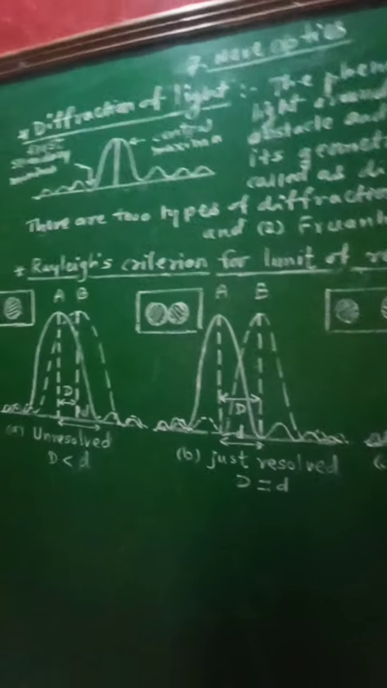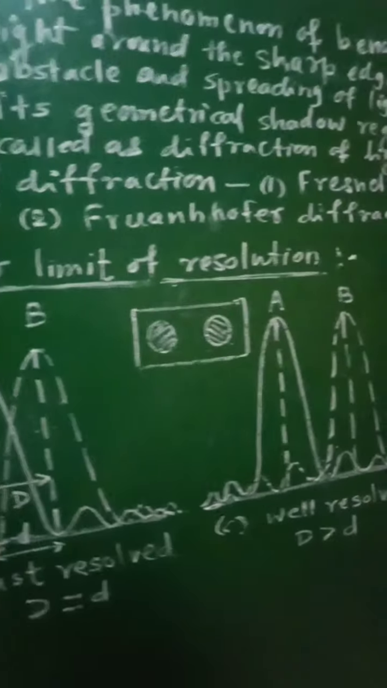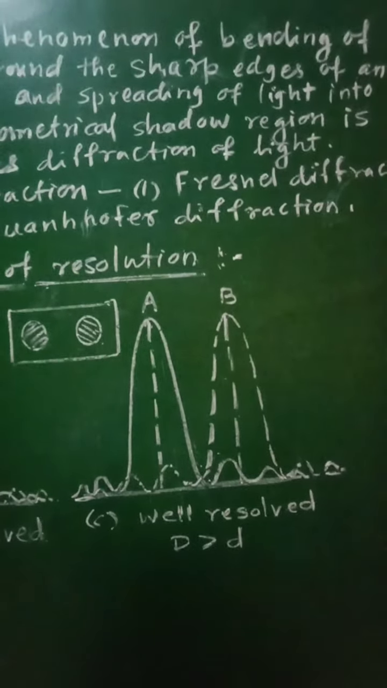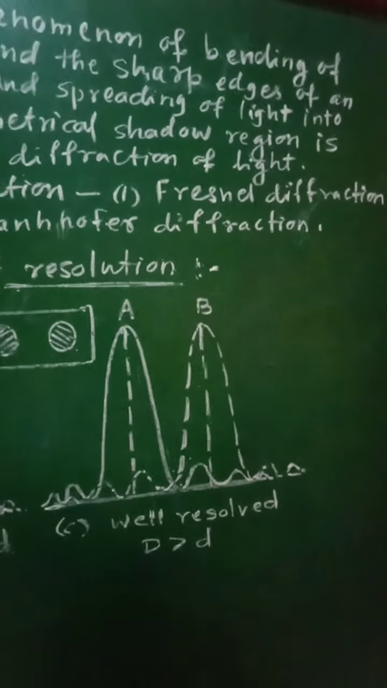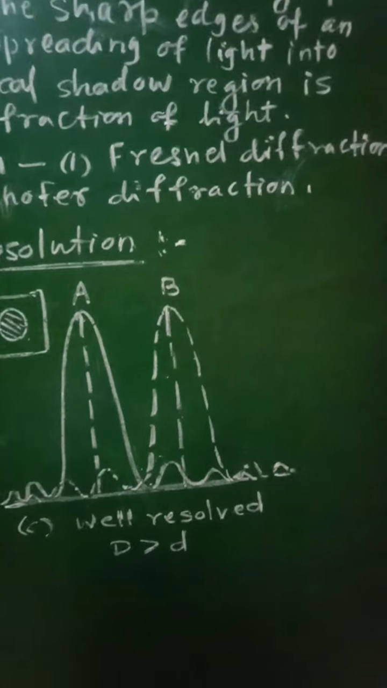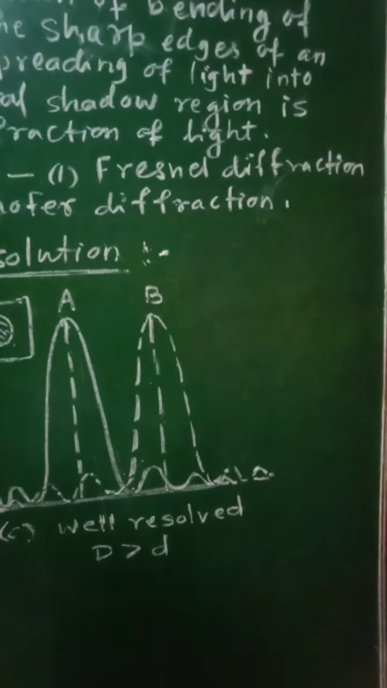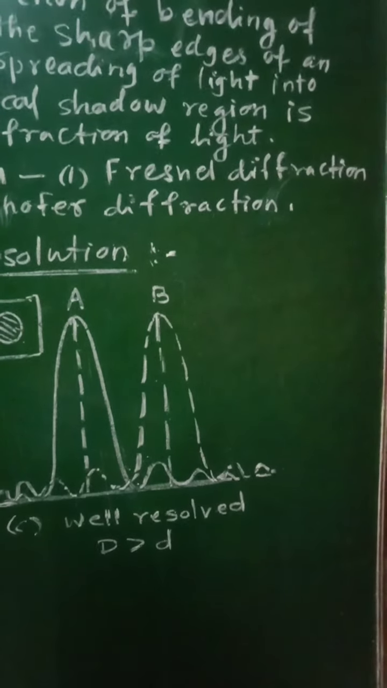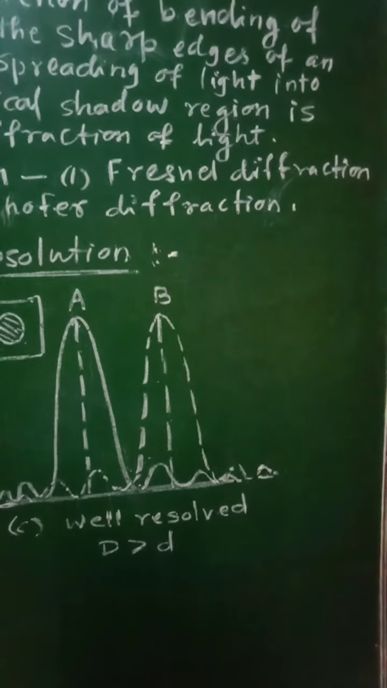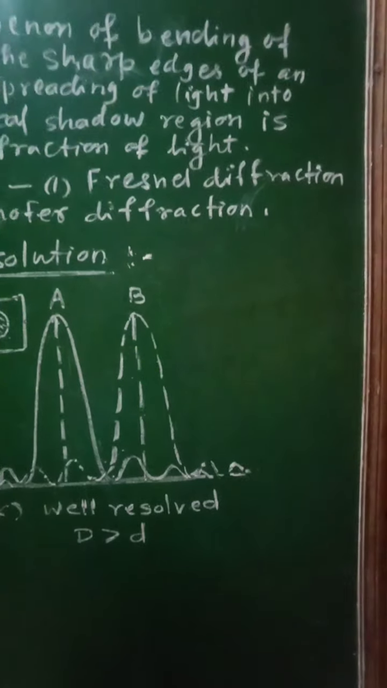In case of diffraction, there are two types: Fresnel diffraction and Fraunhofer diffraction. In case of Fresnel diffraction, if the distances between the primary source, slits, and the screen on which the diffraction pattern is obtained are very small, that is, finite distances, then we will get Fresnel diffraction.